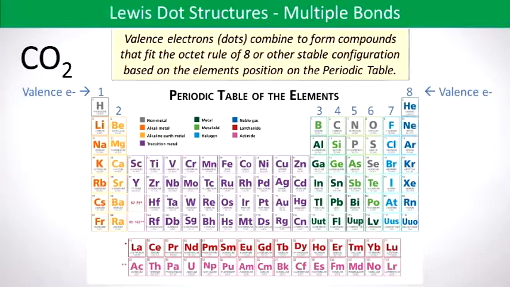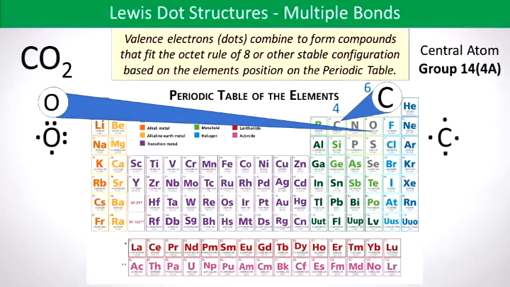Let's try another example, carbon dioxide. Again, we show you the periodic table for valence electrons. If we draw out the Lewis dots around each of the elements, it will look like so, where carbon is the central atom and oxygen will be on the periphery.